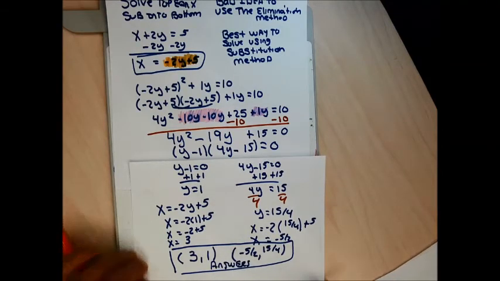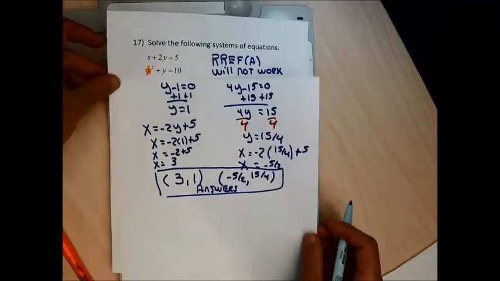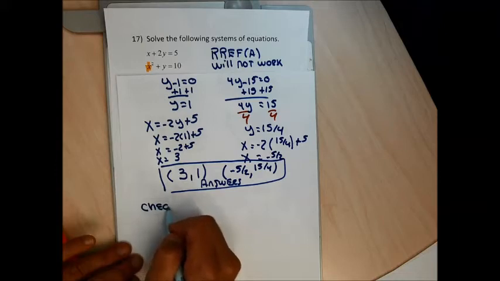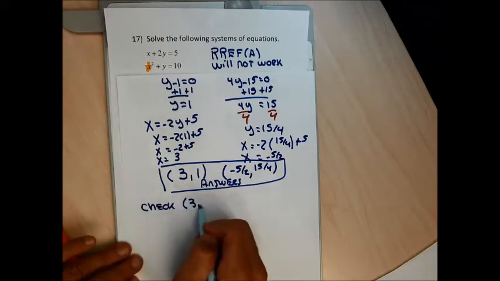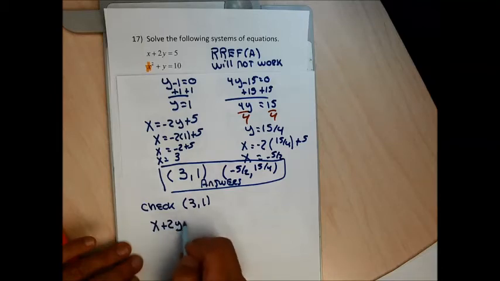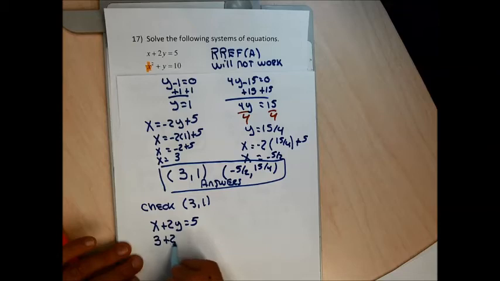Answers really should be checked, and they're not particularly hard to check, so I'm going to check them. First, I'm going to check 3, 1. I'm going to check it into the top equation first. The top equation is x plus 2y equal to 5. I need to go 3 plus 2 times 1 and make sure that that equals 5. And that I can do without a calculator.